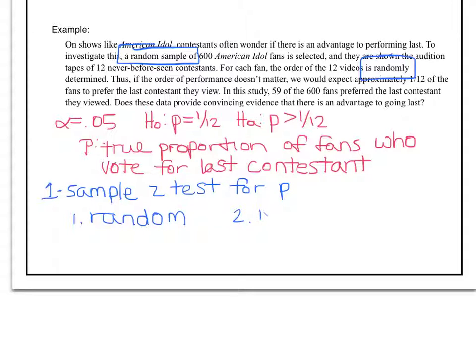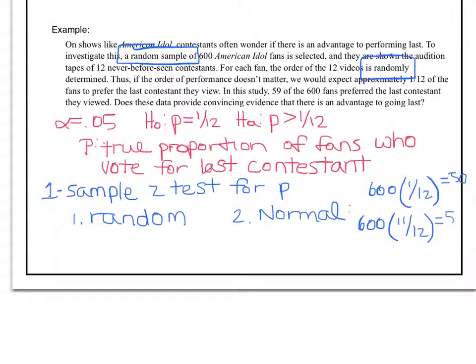Two would be normal. Okay, 600 times 1/12 is 50. That's greater than 10. And 600 times 11/12 is 550. That's also greater than or equal to 10. Okay, finally, independent. We can assume that there are at least 6,000 people who watch American Idol.